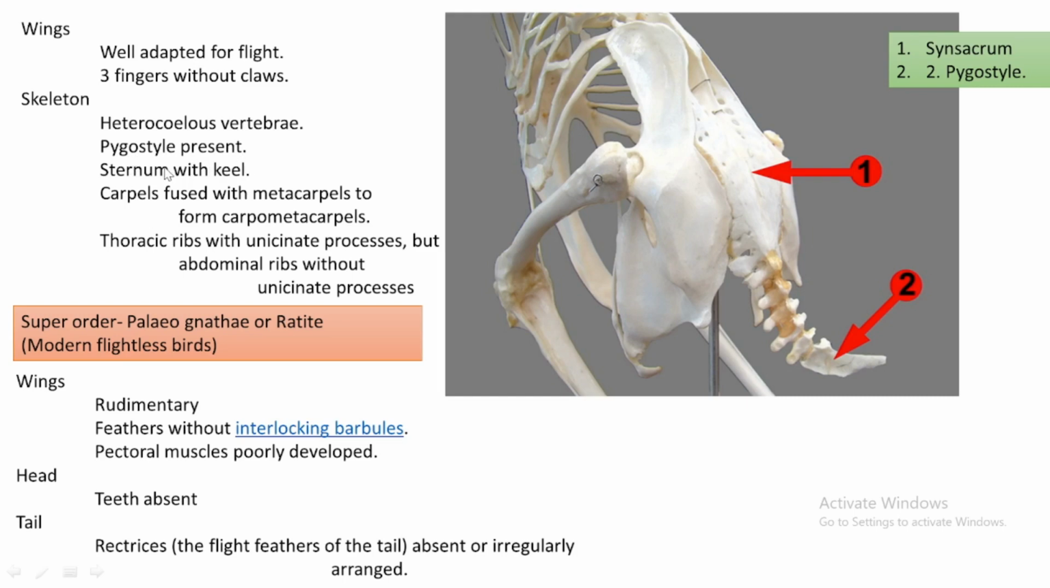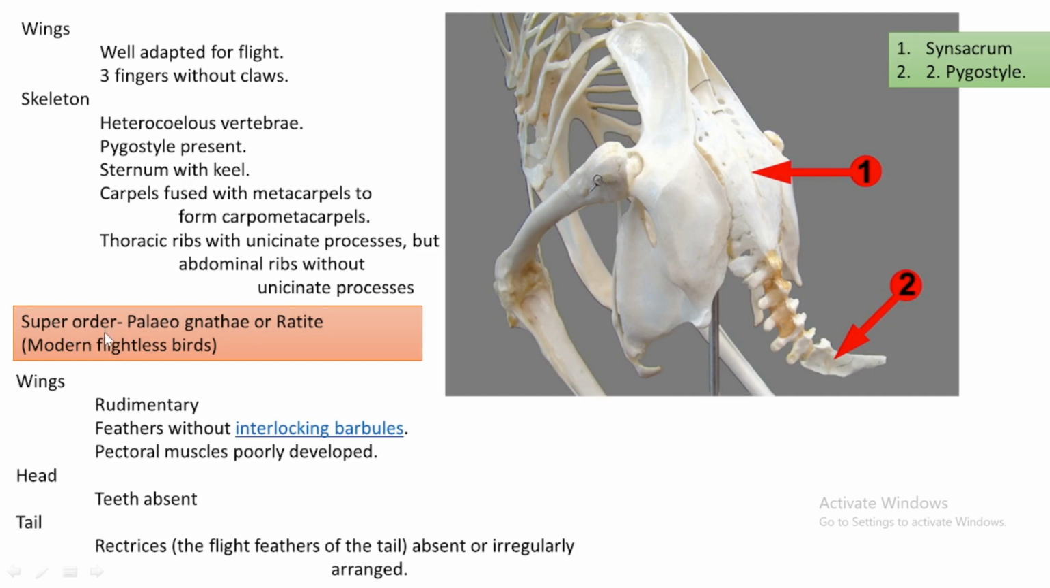Pygostyle is present. What is pygostyle? Pygostyle is a skeletal structure formed by the union of caudal vertebrae. It gives support. It is a good feature that helps birds for flight. The sternum is present with a keel. It's an additional structure that is supporting good flight. Then carpals are fused with metacarpals. In Archaeopteryx, they are not fused. And they form carpo-metacarpals. The thoracic ribs have uncinate processes, but abdominal ribs are without uncinate processes.